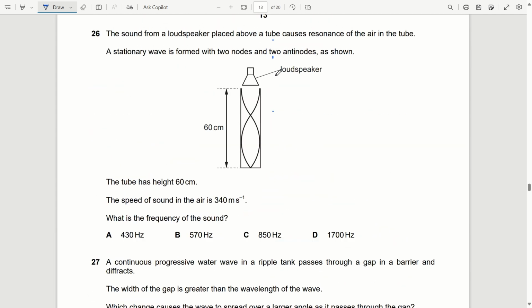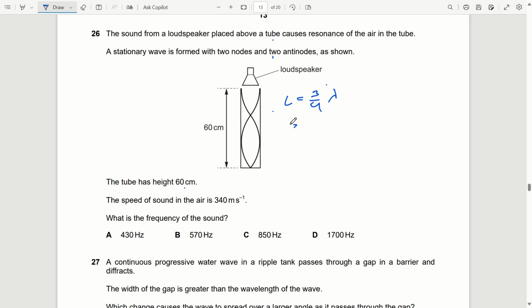Question 26. Sound from a loudspeaker placed above a tube causes resonance of the air in the tube. A stationary wave is formed in the tube with two node to antinode. The tube has a height of 60 centimeter. Speed is given, and we need frequency. So if we know lambda, we can find frequency. Now see here, in this length of 60 centimeter, 3 by 4 lambda is there.